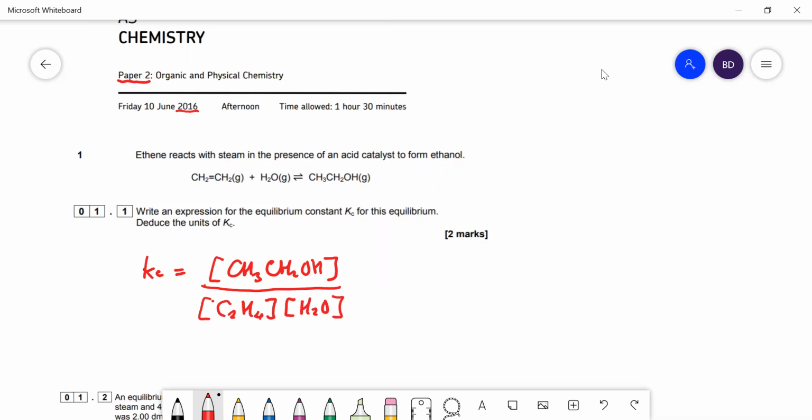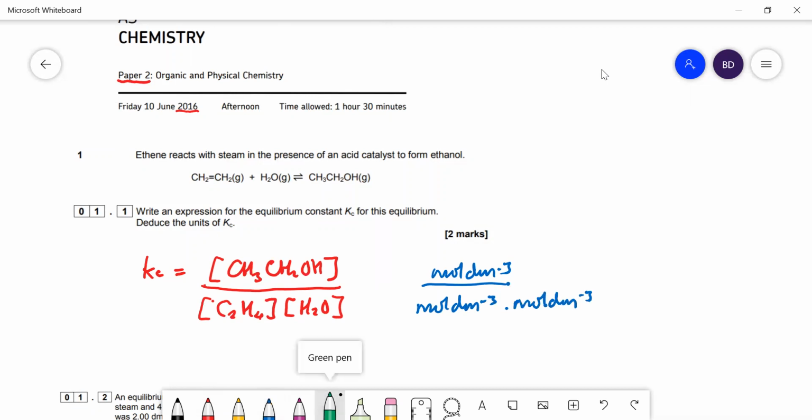And the units of that, well, you're going to have a mole per decimeter cubed on top. You're going to have mole per decimeter cubed on the bottom. So they cancel out. So you end up with 1 over mole per decimeter cubed. Bring everything up to the top line. So you change the sign on the indices. So that's mole to the minus 1 dm cubed. They are the units. Okay.